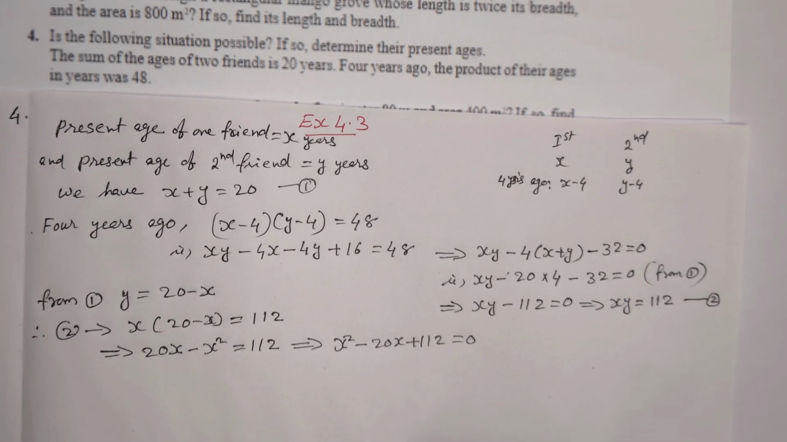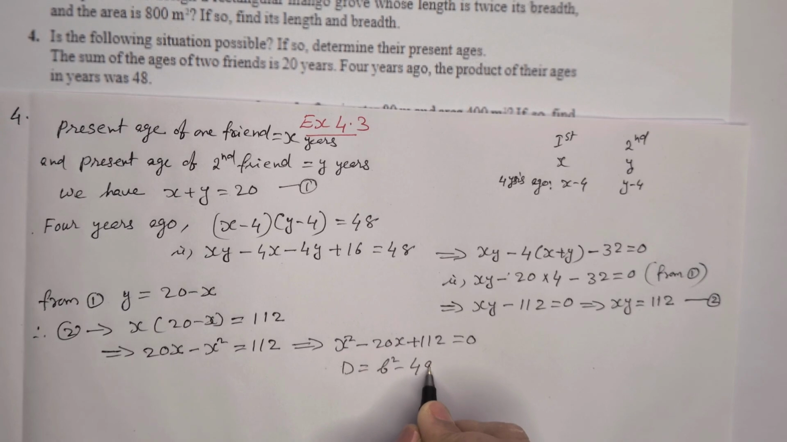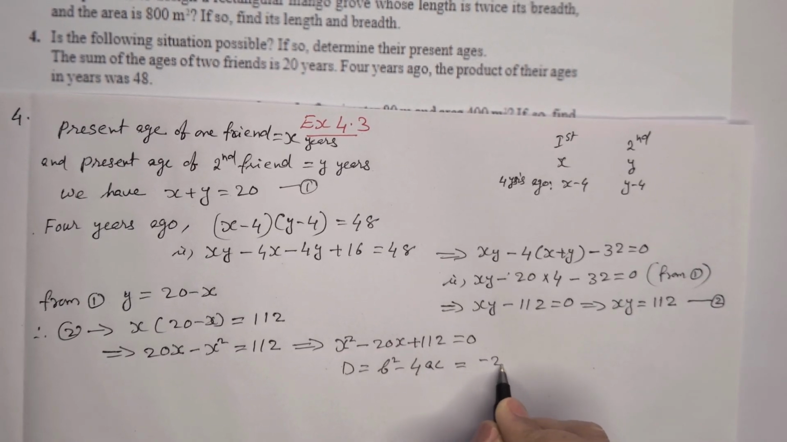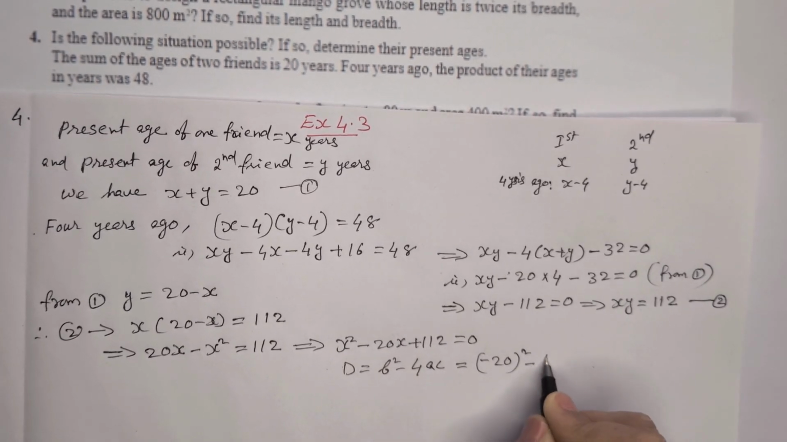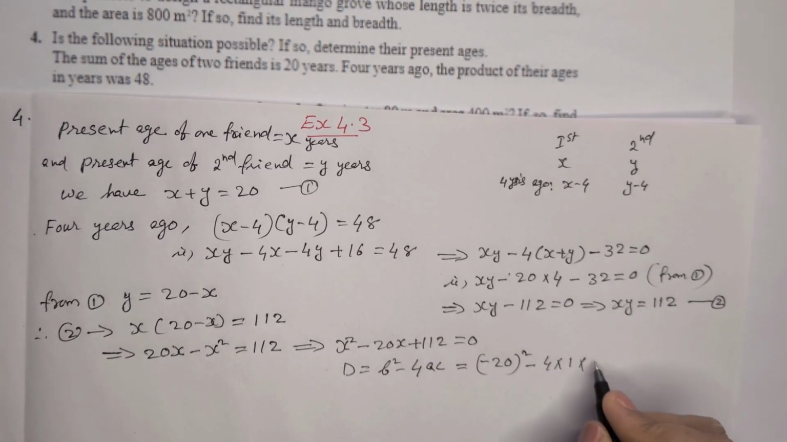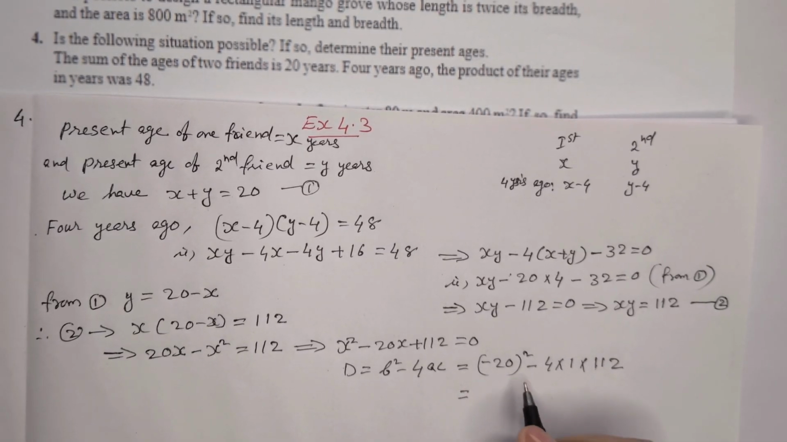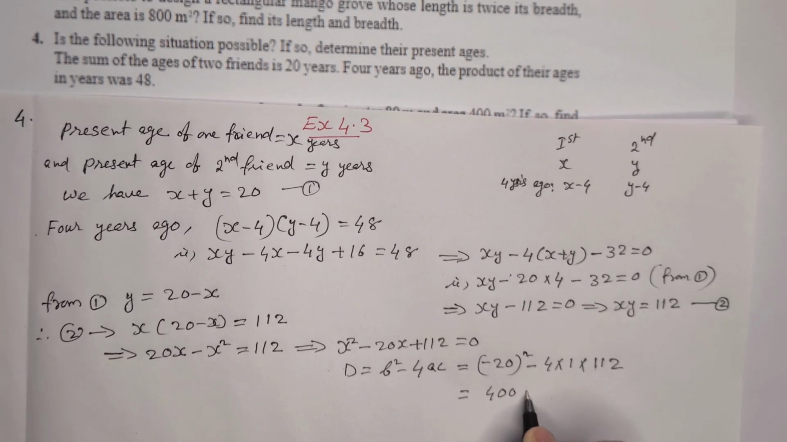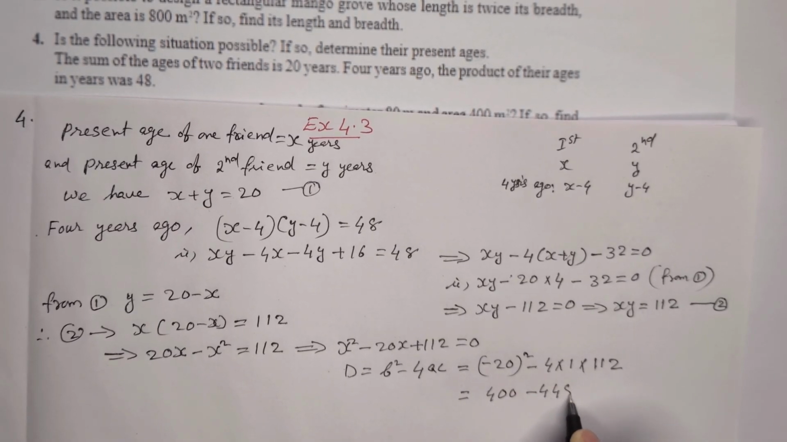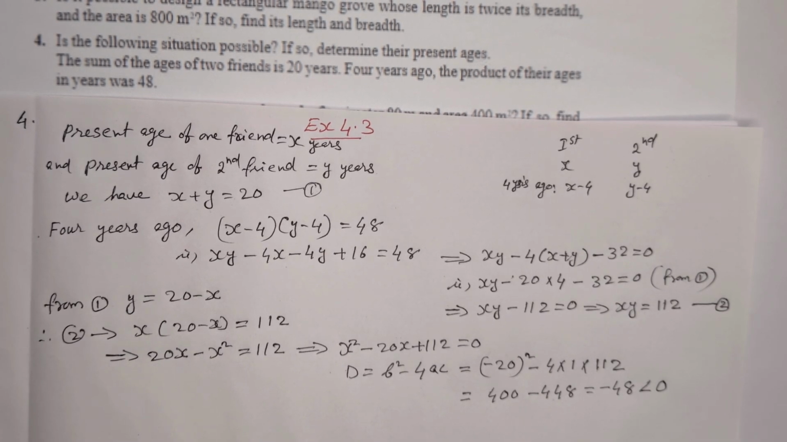Here we have to find the discriminant. D is equal to b square minus 4ac, which is equal to minus 20 square minus 4 into 1 into 112, which is equal to 400 minus 448, which is equal to minus 48. That is less than 0. The discriminant is less than 0, which means there is no real root, imaginary roots only.